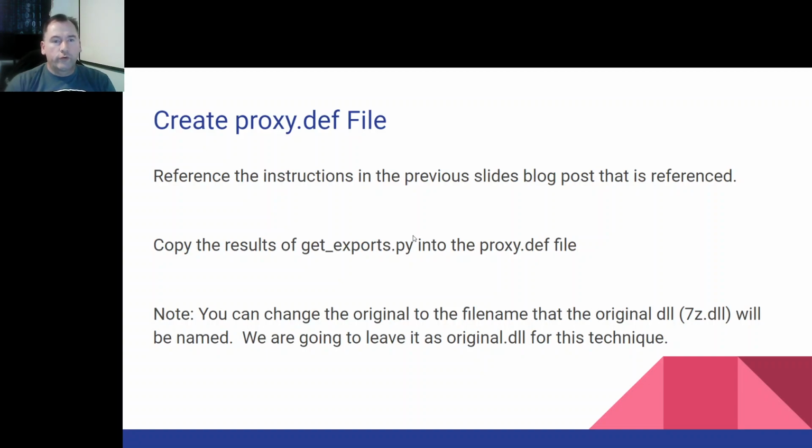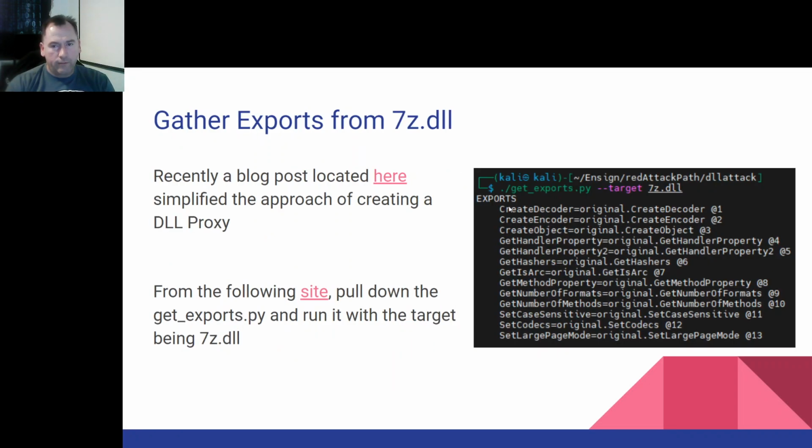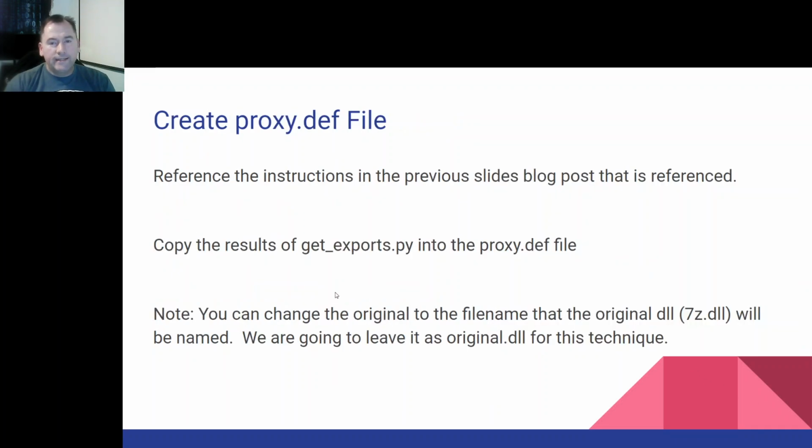Now we want to create the proxy.def file. So we want to copy the results of getexports.py, which is the exports and all of this information, and place it in the proxy.def file with nothing else.